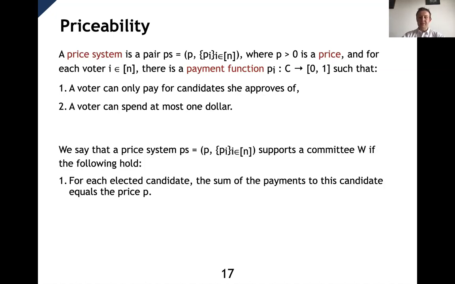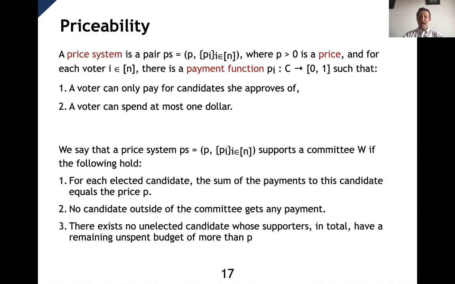We say that the price system supports a committee W if the following hold. For each elected candidate, the sum of the payments to this candidate must equal the price that is needed for this candidate to be selected. No candidate outside of the committee, no candidate which is not elected, can get any payment. And there exist no unelected candidates whose supporters in total have a remaining unspent budget of more than p, because if such a candidate existed, then those voters could use their money to buy this additional candidate. If each committee produced by a voting rule satisfies priceability, then we say that the voting rule satisfies priceability.